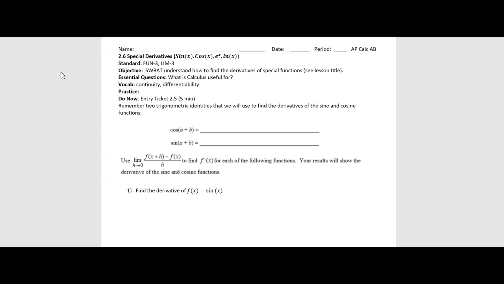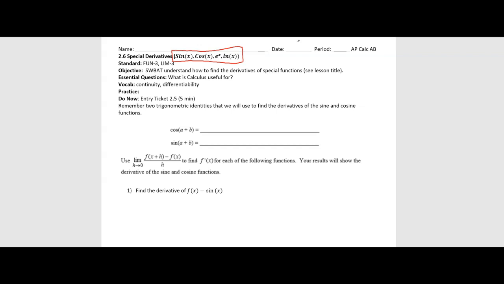Today we're going to look at some special derivatives, specifically the derivatives of four functions: sine of x, cosine of x, e to the x, or the natural exponential function, and the natural log function, or ln of x.